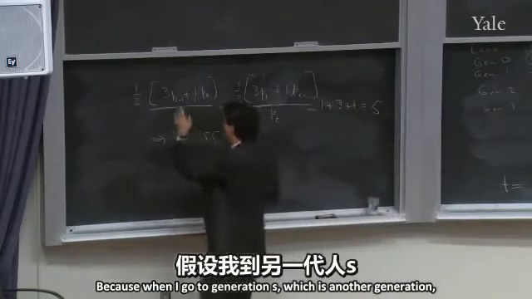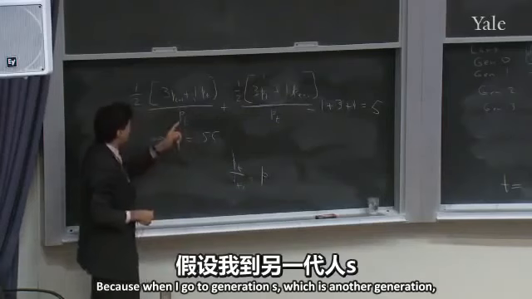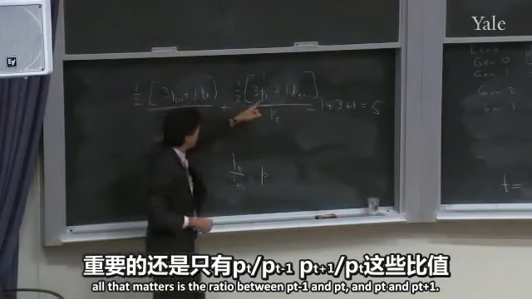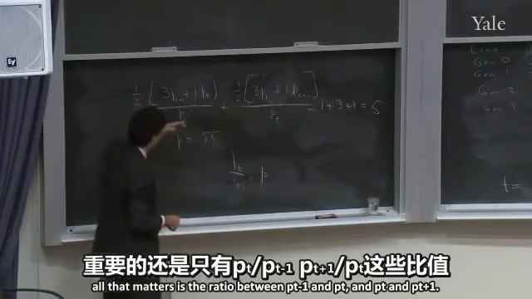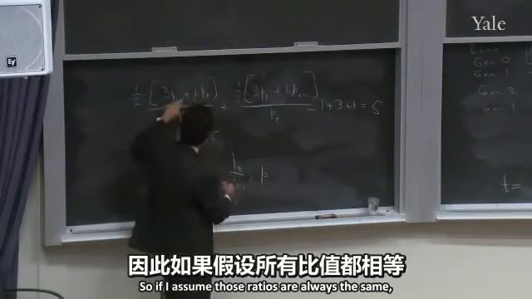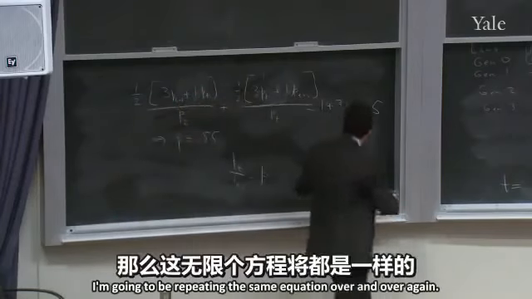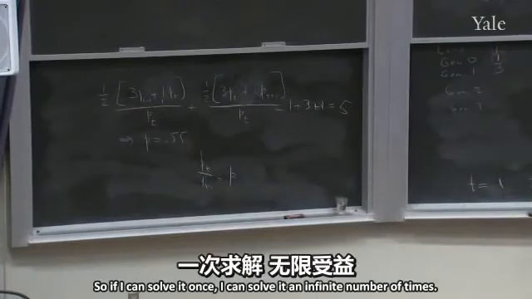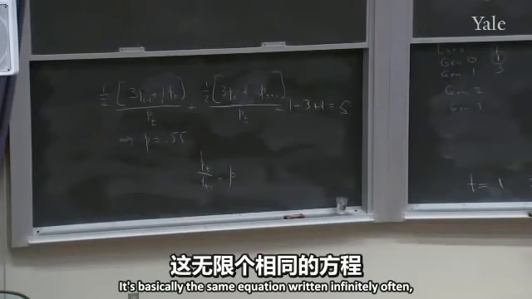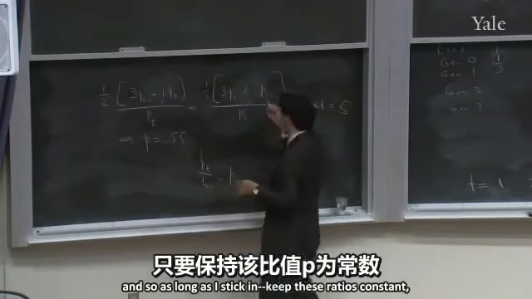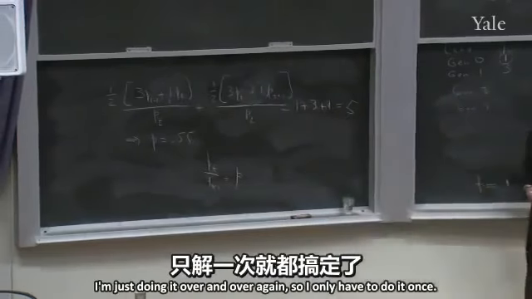Because when I go to generation s, which is another generation, all that matters is the ratio between pt minus 1 and pt, pt plus 1. So if I assume those ratios are always the same, I'm going to be repeating the same equation over and over again. So if I can solve it once, I can solve it an infinite number of times. It's basically the same equation written infinitely often. And as long as I keep these ratios constant, I'm just doing it over and over again. So I only have to do it once.